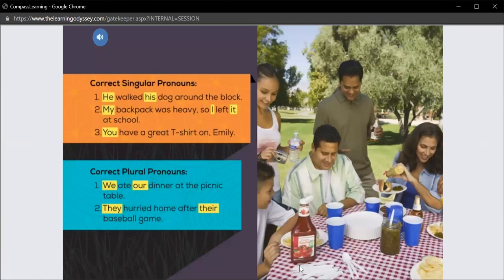Now let's look at some examples of pronouns in action. Here are some examples of singular pronouns used correctly. He walked his dog around the block. My backpack was heavy, so I left it at school. You have a great t-shirt on, Emily. And here are some examples of plural pronouns used correctly. We ate our dinner at the picnic table. They hurried home after their baseball game.